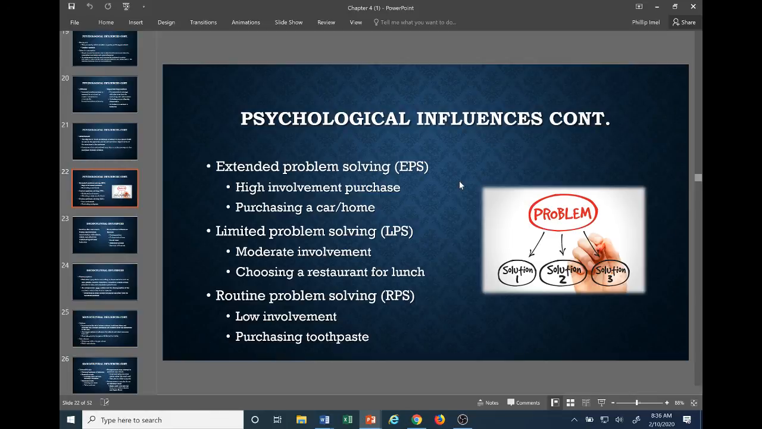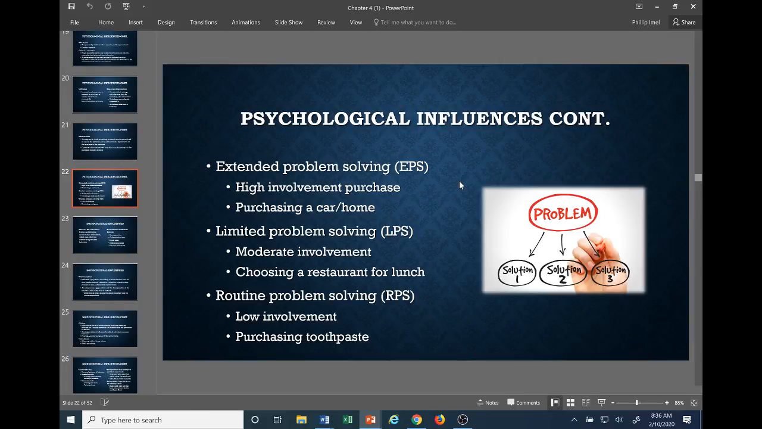Next is the limited problem solving, the LPS. This is moderate involvement. And a good example here would be choosing a restaurant for lunch. A lot of times when you get hungry, you get picky on what type of food you want. You might have had a hamburger yesterday, so you don't want one today. You want some options, so you might be moderately involved. You might have a say in where you want to have lunch instead of just letting someone else pick because you might not care for that type of food.